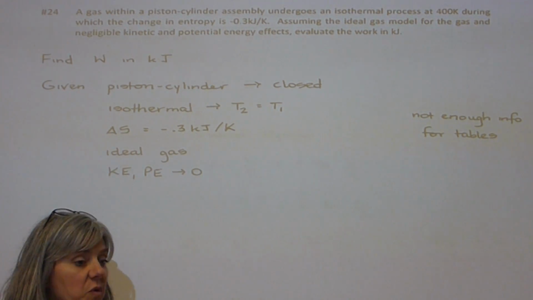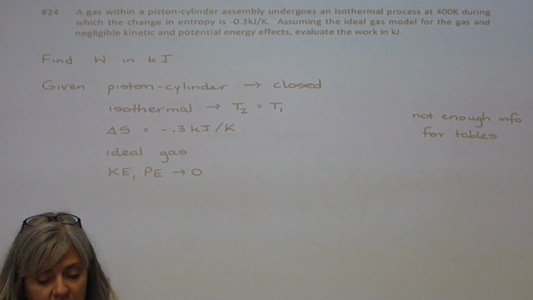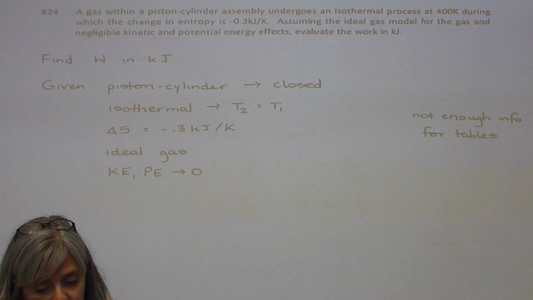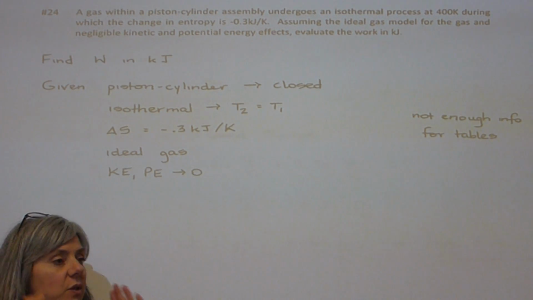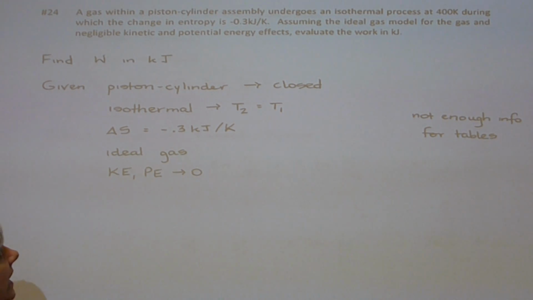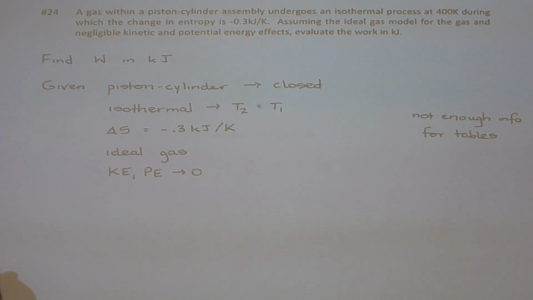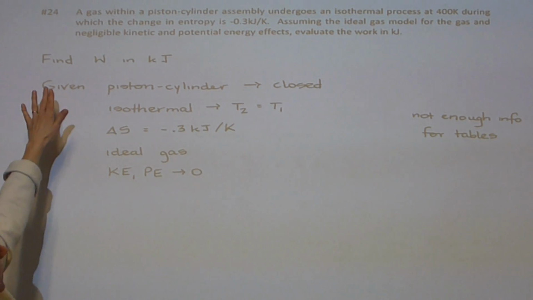Okay, so for this class, we are going to look at first a review problem. So this is, again, looking at just finding change in entropy, which is nothing new, just delta S. And so what we have here to begin with is gas in a piston cylinder assembly, isothermal process. We were given the temperature, and we know the change in entropy. And so the question is, if we can assume an ideal gas model, and we don't have kinetic and potential energy effects as usual, evaluate the work in kilojoules. So we're trying to find work.